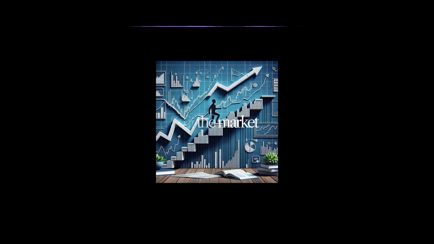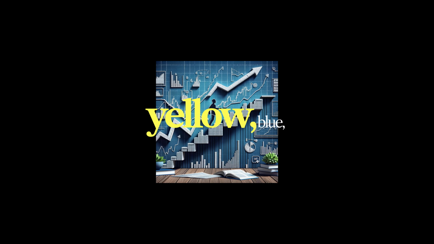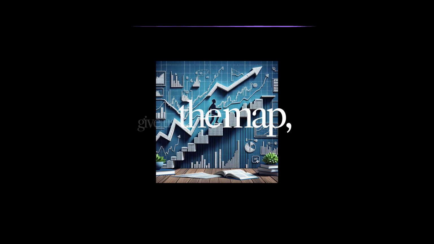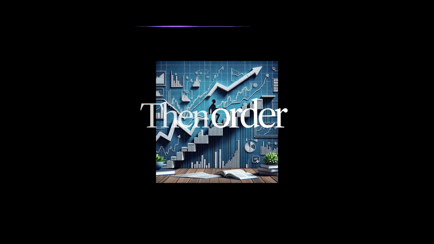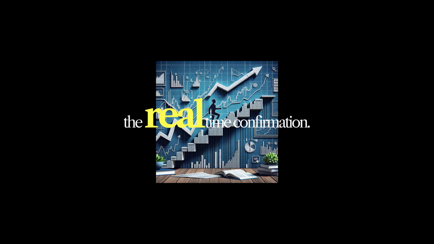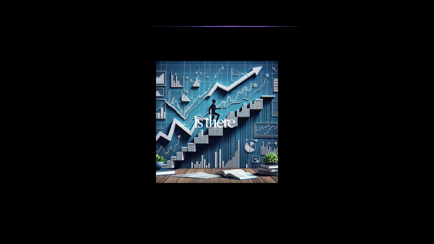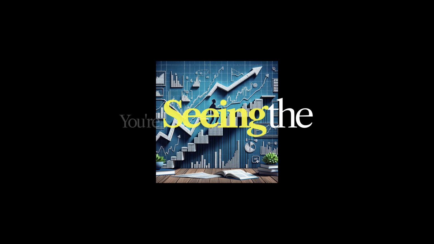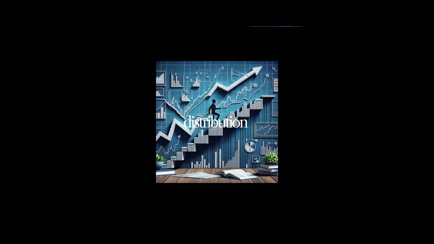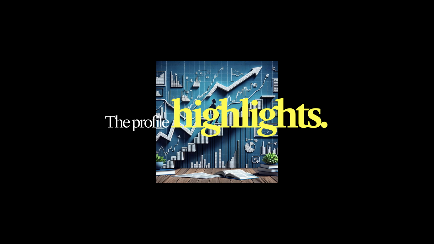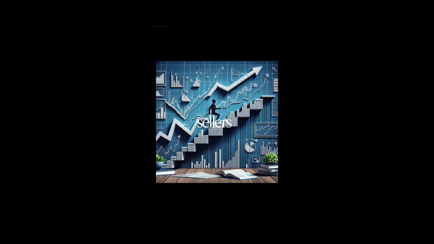So if the market profile zones, yellow, blue, purple, give us the map, the structure, then order flow gives us the real-time confirmation. Like, is the breakout genuine? Is there actual aggressive buying pressure behind it, or is it fading? That's a great way to put it. Order flow provides insights into the conviction behind the move happening within the structure. You're seeing the why behind the accumulation or distribution patterns the profile highlights. Are buyers aggressive, or are sellers absorbing them?